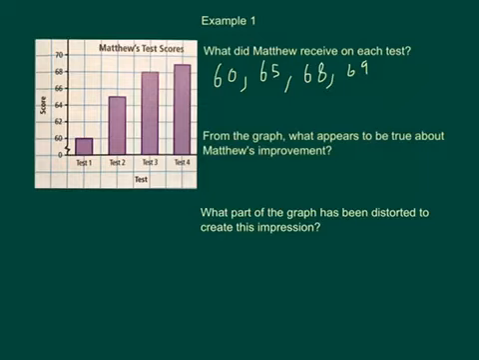From the graph, what appears to be true about Matthew's improvement? Well, when we look at it, he is improving. I mean, he's going up by 5, by 3, and then by 1. So he's made some improvements here, right? We know that. But what's distorted?